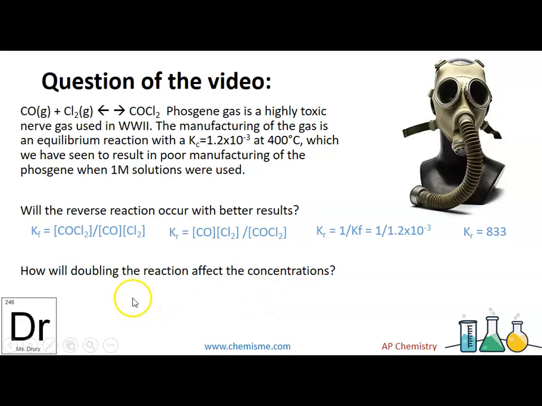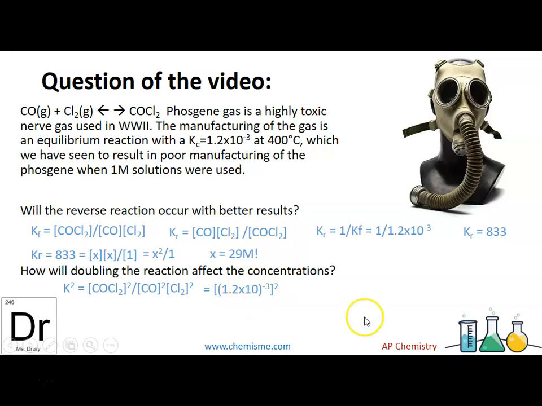But how about doubling the effect of the concentration? So let's take our original K values. Oh, and I showed here that it would be 29 molar, I guess, and they would be really concentrated if I went in that order. So if I double their values, that merely means I'm going to raise everything to the square value, right? That's what we learned. So if I plug the numbers in, K squared, I'll get an even smaller number. So it means if I put even more CO and Cl2 in, if I put 2s in for everything, then it would happen even less.